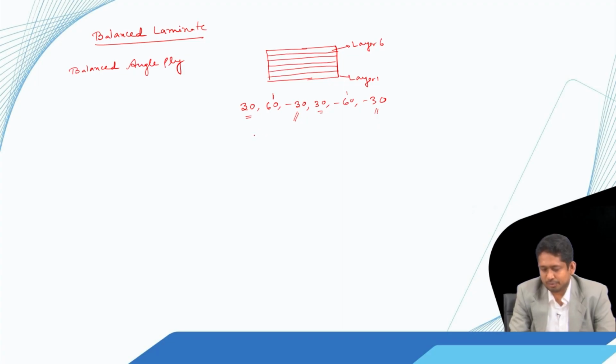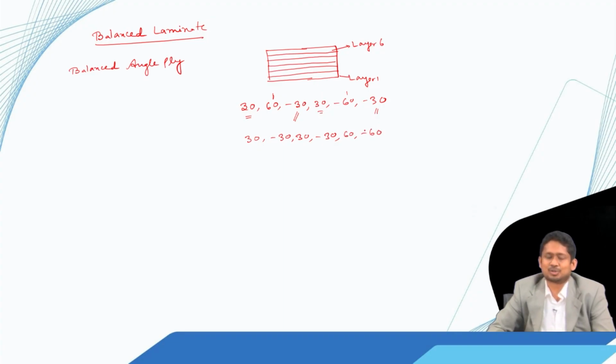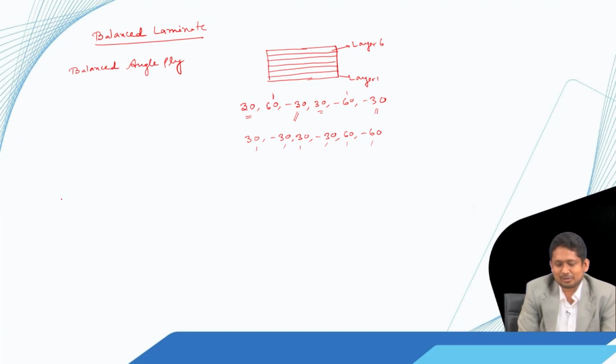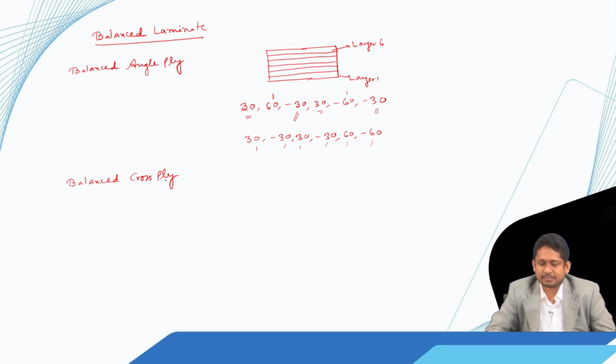Similarly, if we would have put them in a little different way, maybe 30 minus 30, 30 minus 30, 60 minus 60, so the same combination of plies but with a different sequence, still we can see the number of 30 is 2, the number of minus 30 is 2, the number of 60 is 1, the number of minus 60 is 1. So, this is also balanced. Accordingly, we can think of balanced cross ply laminate also. So, in that case, we can say that the number of 0 and the number of 90 are the same.